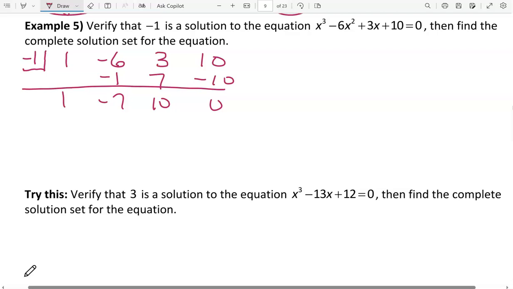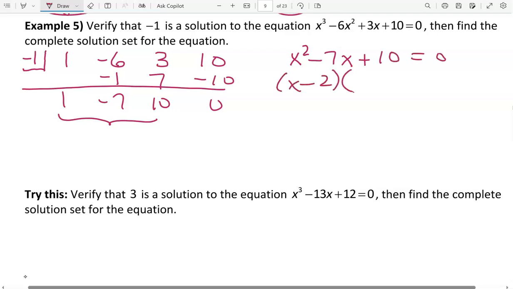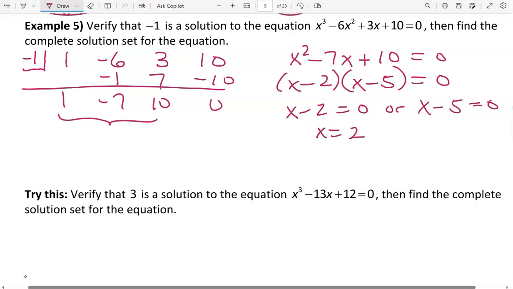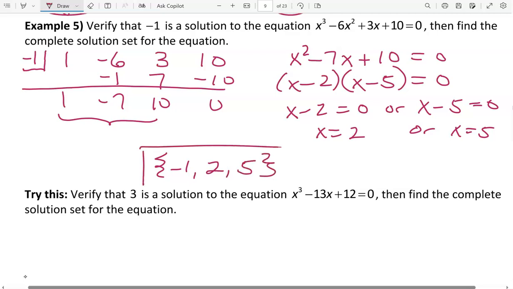So that means that not only is x plus 1 a divisor, or a factor that we already knew, but the other factor is x squared minus 7x plus 10. So if we set that factor equal to 0, we'll find the other two solutions. And it just so happens that this trinomial factors into x minus 2 times x minus 5. So that means that x minus 2 is equal to 0, or x minus 5 is equal to 0. And that means that x is equal to 2, or x is equal to 5. That means our complete solution set is all three solutions, negative 1, 2, and 5.